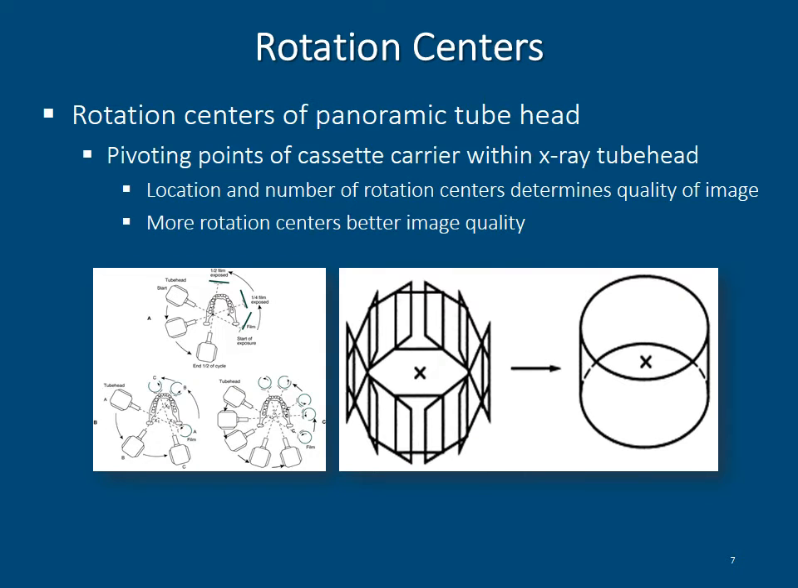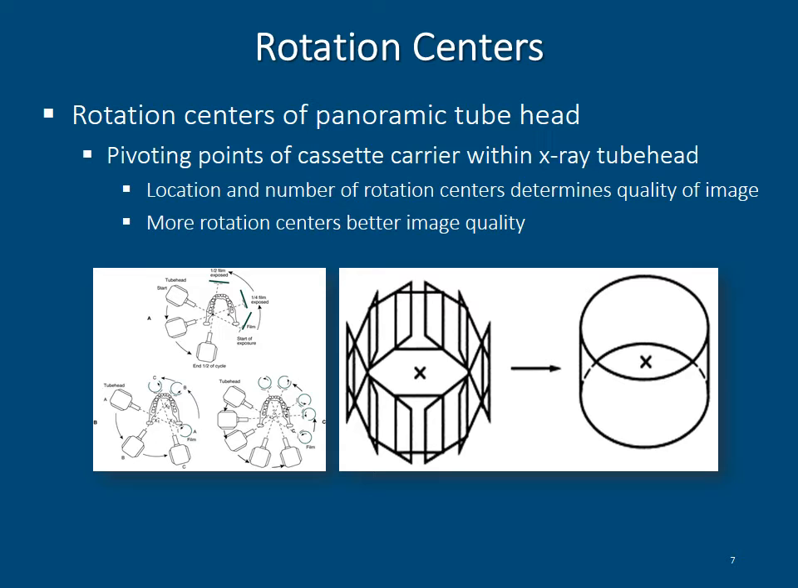How these machines work is through rotation centers that are located along the path of how the X-ray head travels around the head. These are pivoting points in the cassette carrier within the X-ray tube. They are located in specific areas, and the more rotation centers that a radiograph machine has, the better the quality of the image. Let's look at the image to the left.